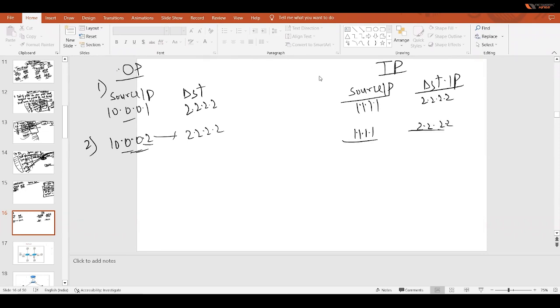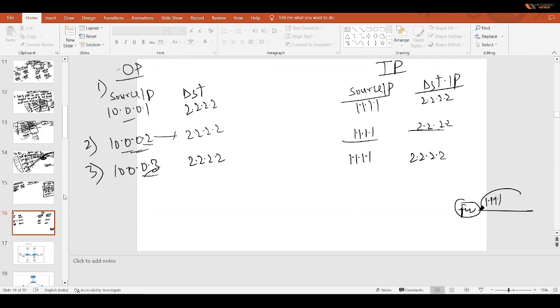How will my firewall distinguish? Suppose there is one more PC, 10.0.0.3, that has initiated a packet. This is the source IP, destination IP is 2.2.2.2. It also gets NATted with source IP 1.1.1.1, because whoever initiates the traffic will take my firewall public interface IP, 1.1.1.1. So the third PC will also get the same IP, also going to 2.2.2.2, suppose google.com. Then suppose another PC also comes and also initiates to google.com. Its source IP is also changed to 1.1.1.1 and destination IP is the same.